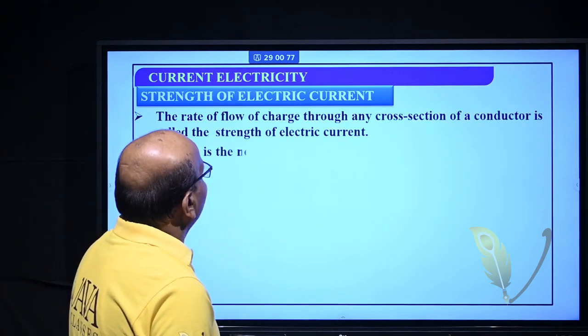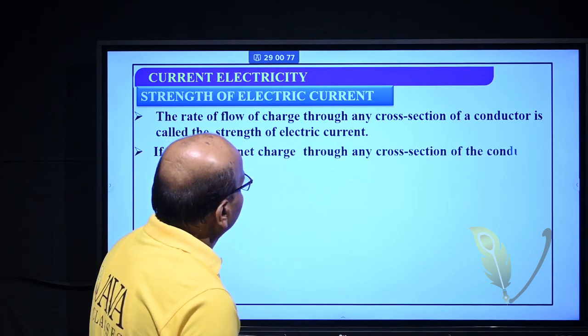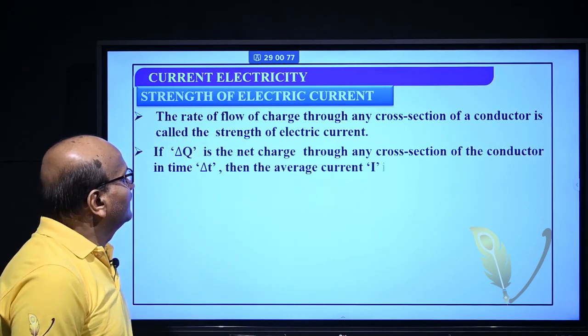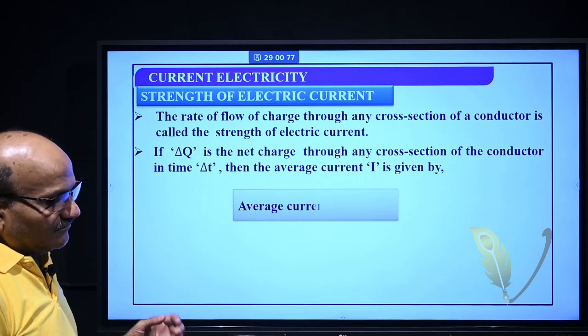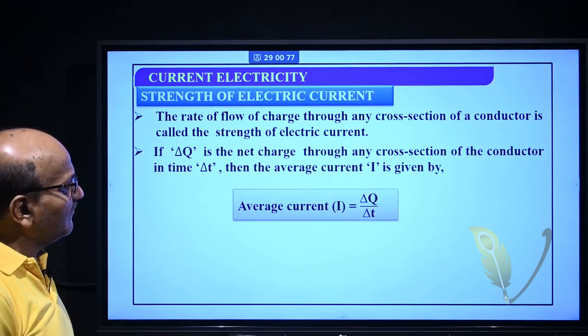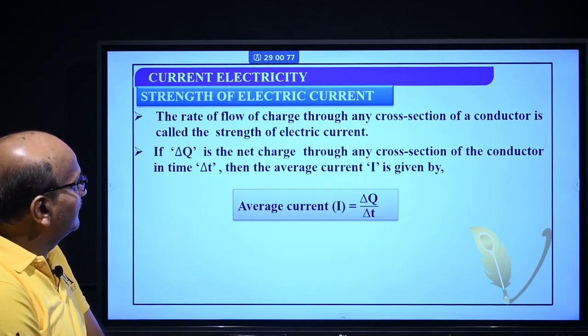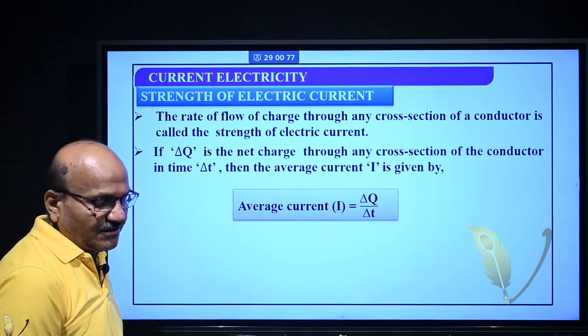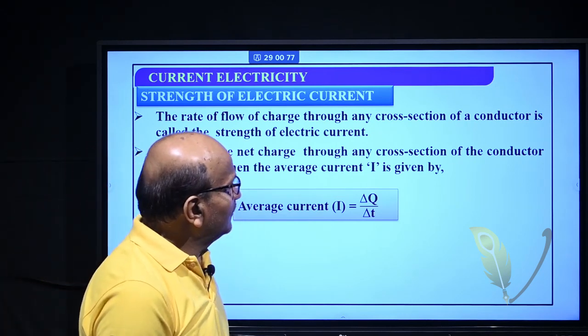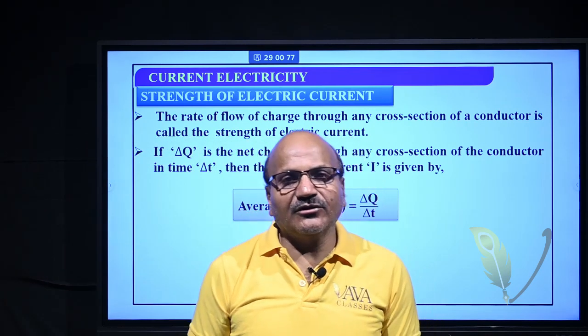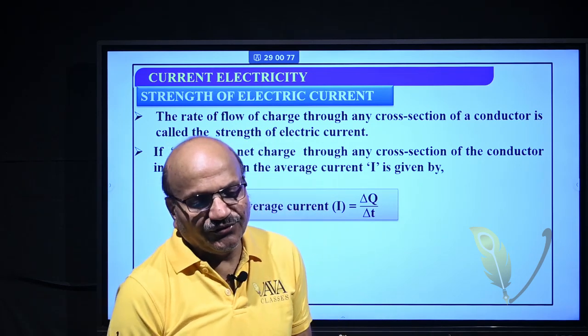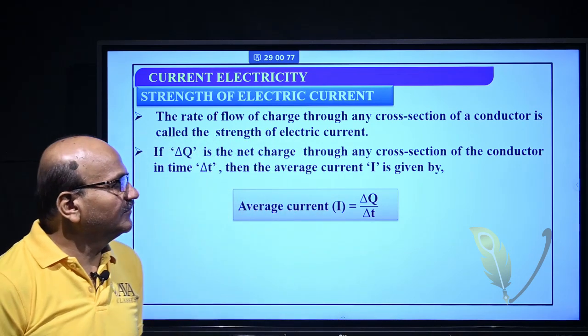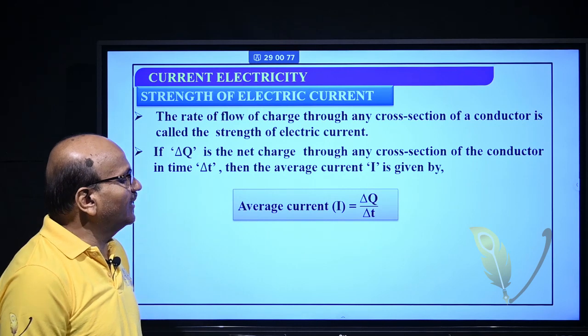So, strength of electric current. What is the strength of electric current, or magnitude of electric current? The rate of flow of charge through any cross section of a conductor is called strength of electric current.